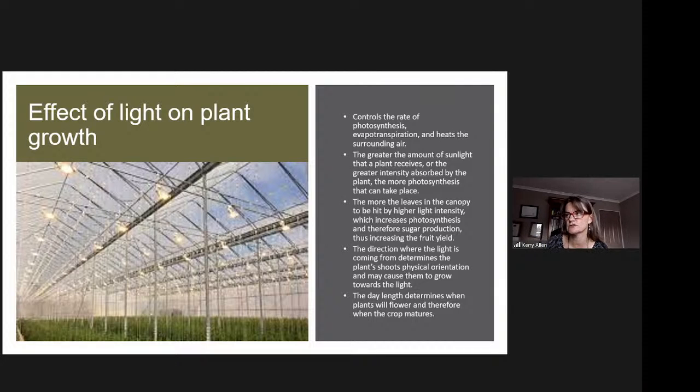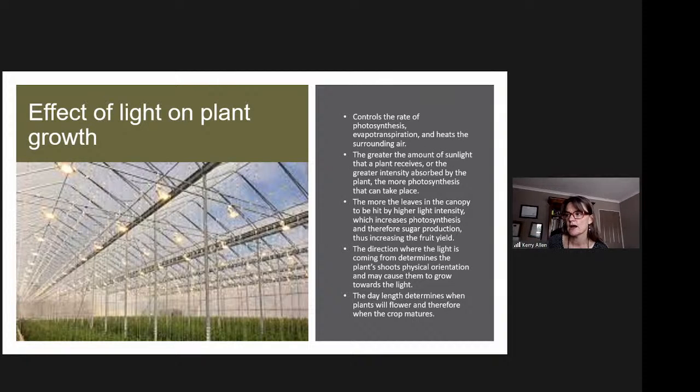So it uses it to grow. If it doesn't get enough photosynthesis, it does not grow or doesn't grow very well. So it increases that sugar potential, that production, and therefore the plant uses it to grow buds, to grow fruit, to grow more roots. And the way it gets that light will determine how well it grows.